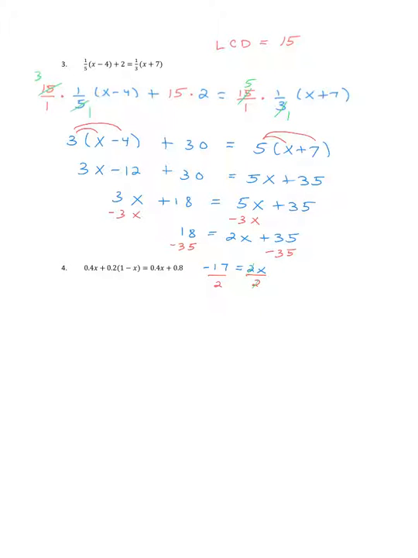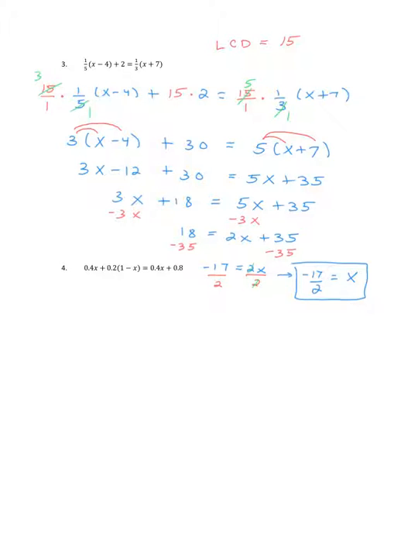Dividing by 2 cancels those 2's. So on the right, you have x, and I'm going to leave my answer as negative 17 halves. You could put it as a decimal if you'd like to, or even write a mixed number, but negative 17 over 2 is an answer to this problem.